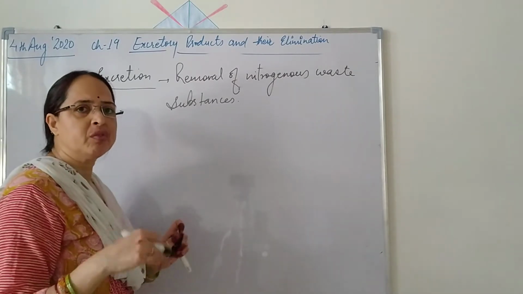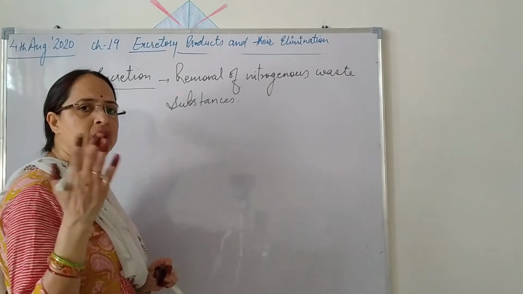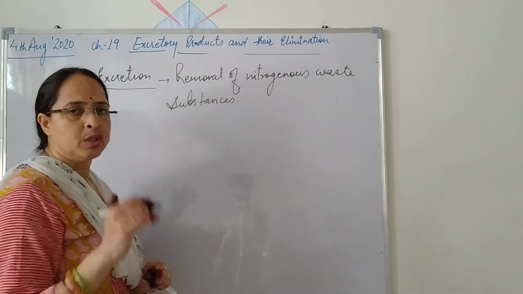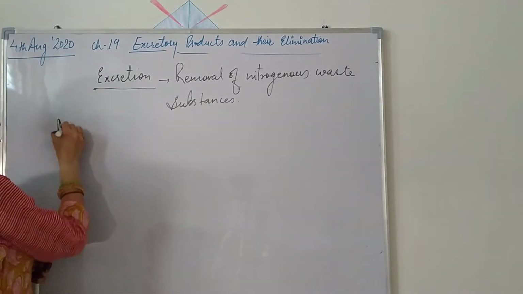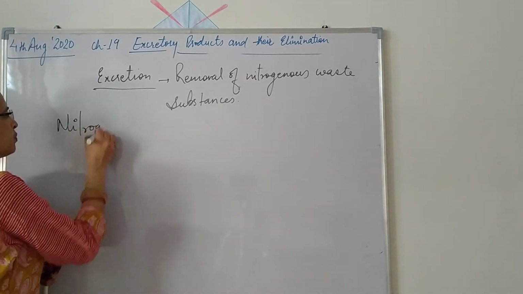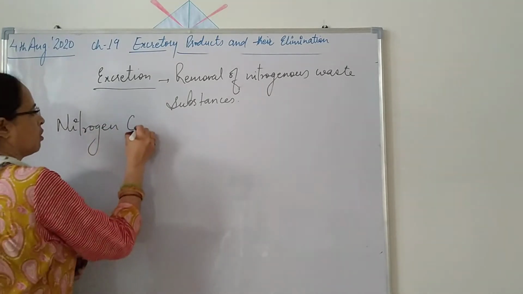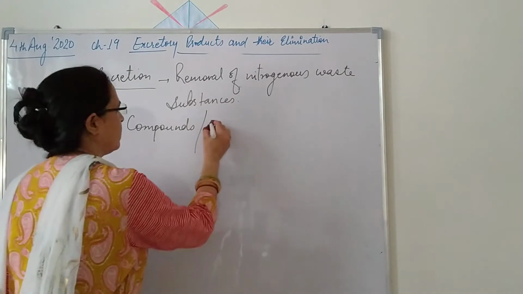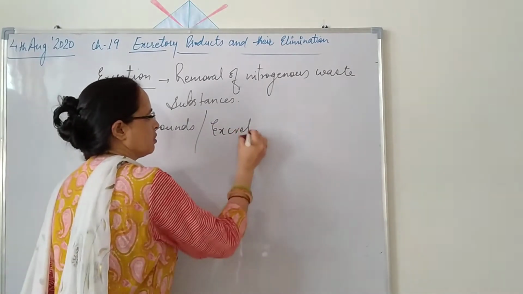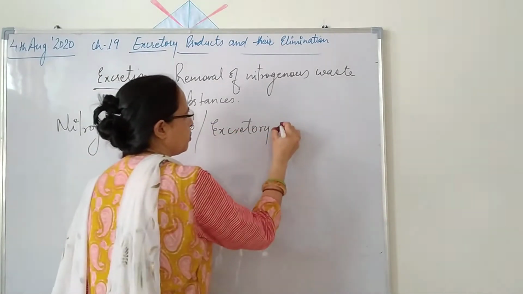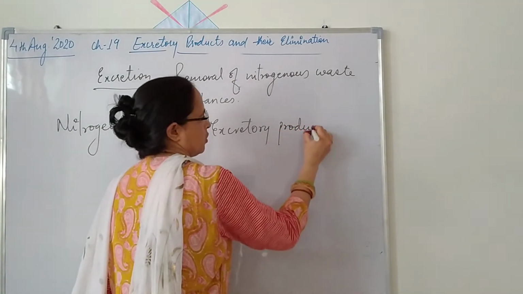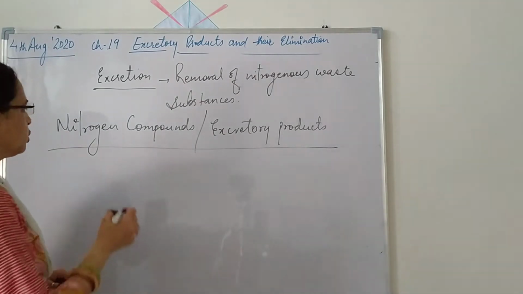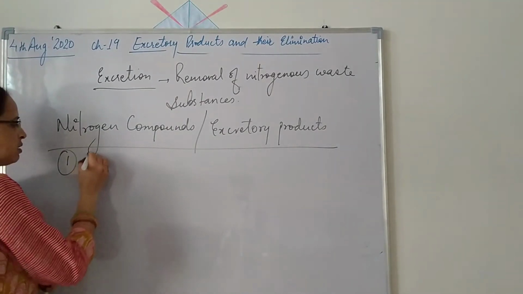So on the basis of their dissolution, nitrogen compounds are different in different organisms. First we'll discuss the nitrogen compounds, or excretory waste products, and how they are eliminated from the body. So the first excretory product is ammonia.